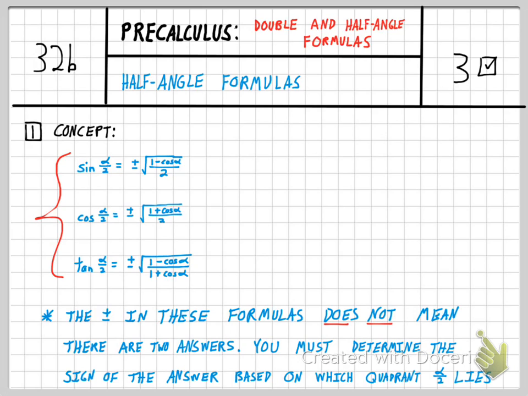So the sine of alpha over 2 is plus or minus the square root of 1 minus cosine alpha over 2. The cosine of alpha over 2 is plus or minus the square root of 1 plus cosine alpha over 2. And finally, the tangent of alpha over 2 is plus or minus the square root of 1 minus cosine alpha over 1 plus cosine alpha.